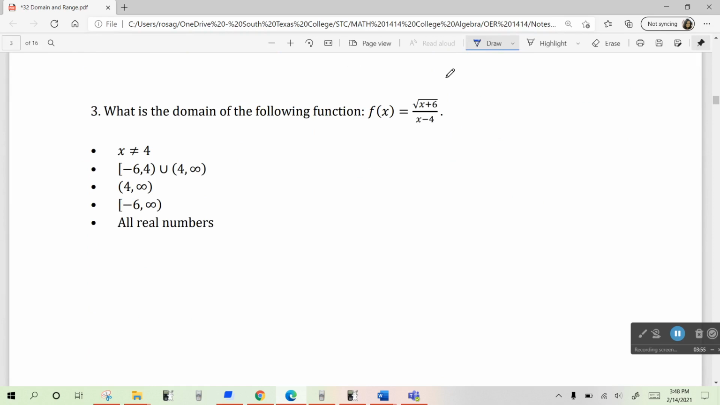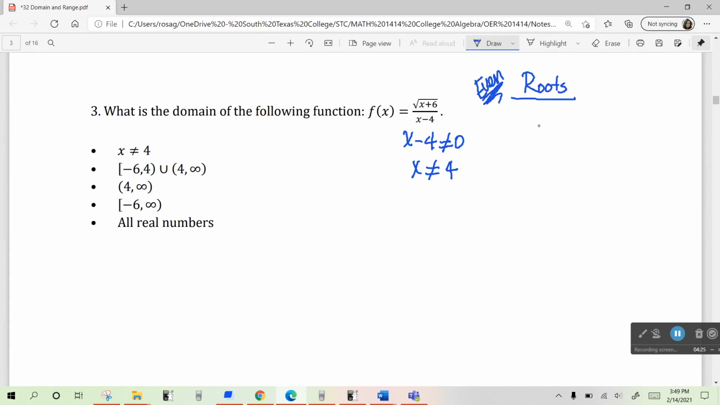So here you have a fraction and you have a square root. So that's going to be tricky. But let's start with the fraction on the bottom. So you just do x minus 4 cannot be 0. So x cannot be 4. So that's already one of them. But you also have, when you have roots, and I should say more specifically even roots, like square root, fourth root, sixth root. It doesn't apply for a cube root, only for even roots.